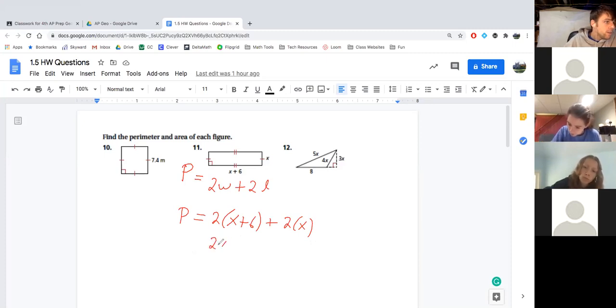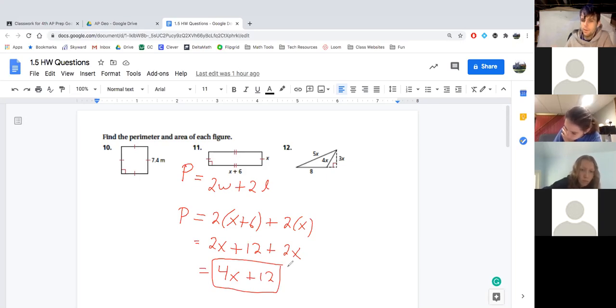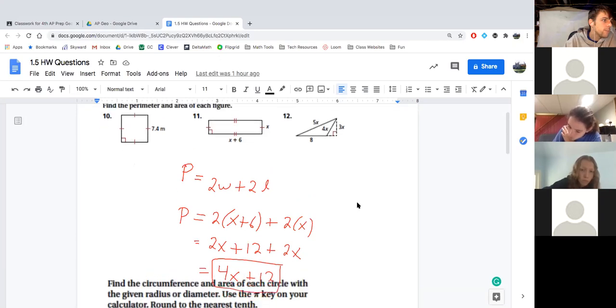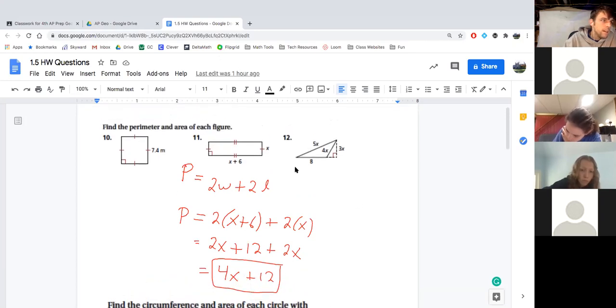So our perimeter here is 4x plus 12. Can't really do anything other than that. There's no units given to me, so I just have to assume that's whatever the units would be. Nothing more I can do to simplify it. I can't solve for x or anything.